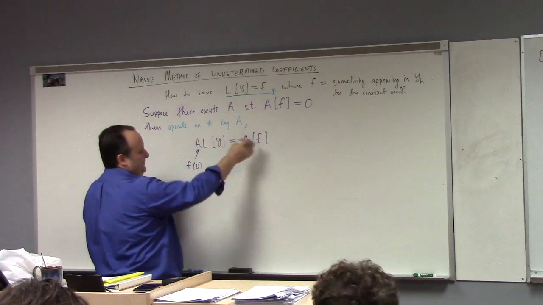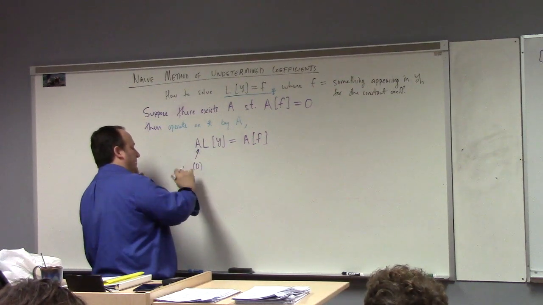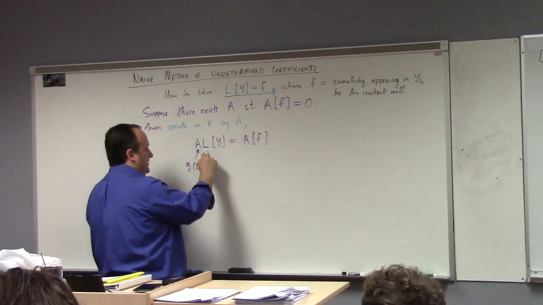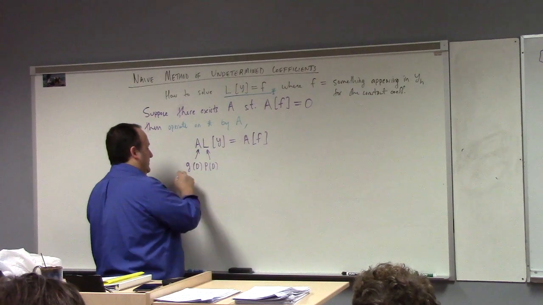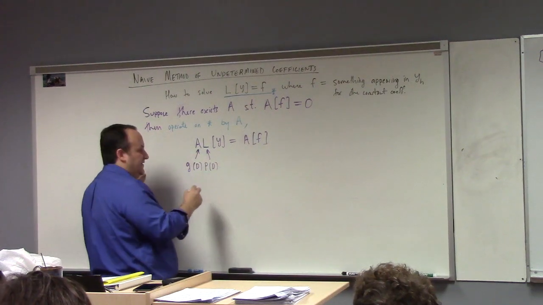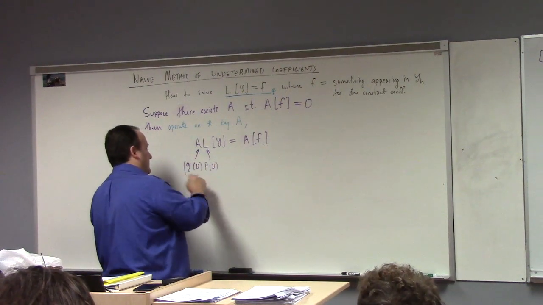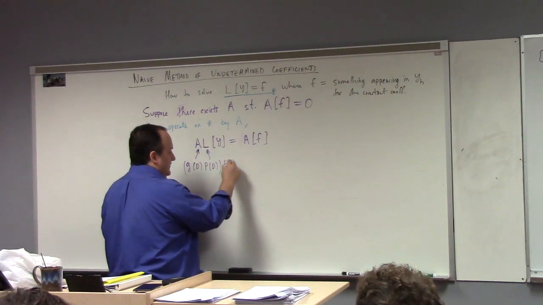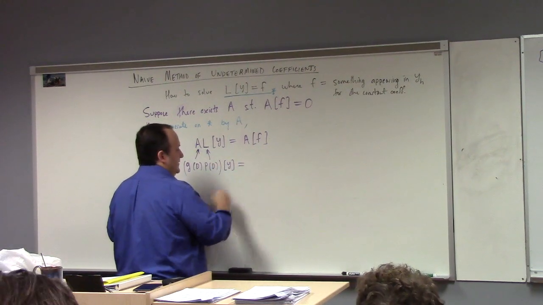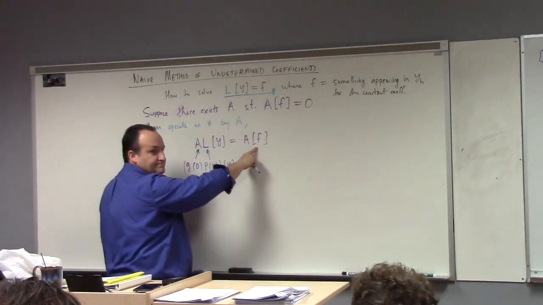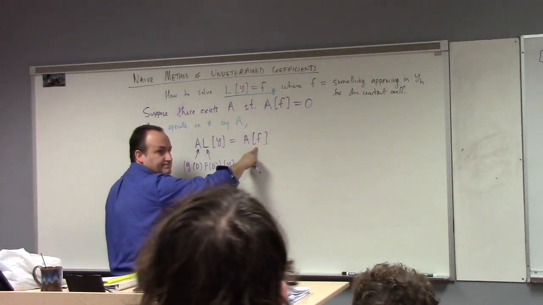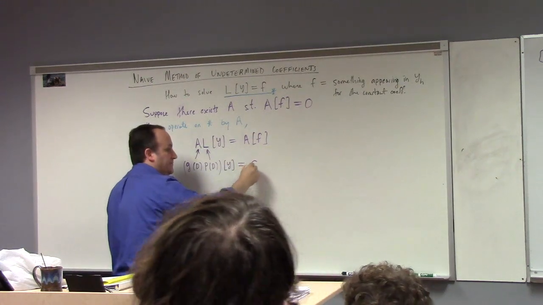So this is some polynomial g of D. I better not use f, any other letter. And this one is some other polynomial p of D, right? And what happens when you multiply two polynomials in the differentiation operator? You get another polynomial in the differentiation operator, right? But what is A of f? 0, right?